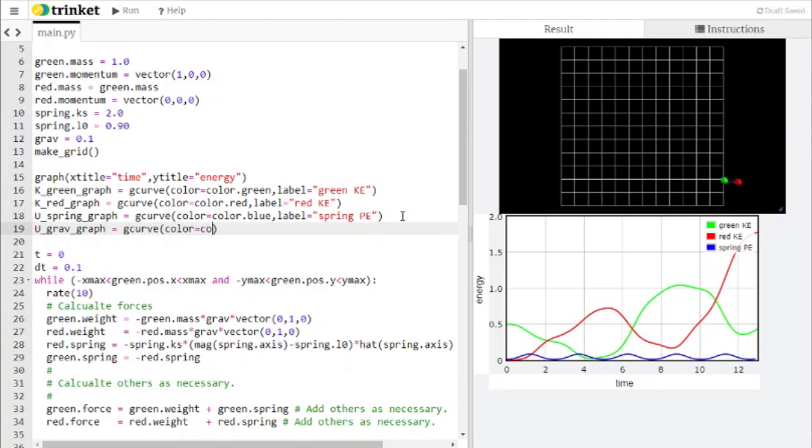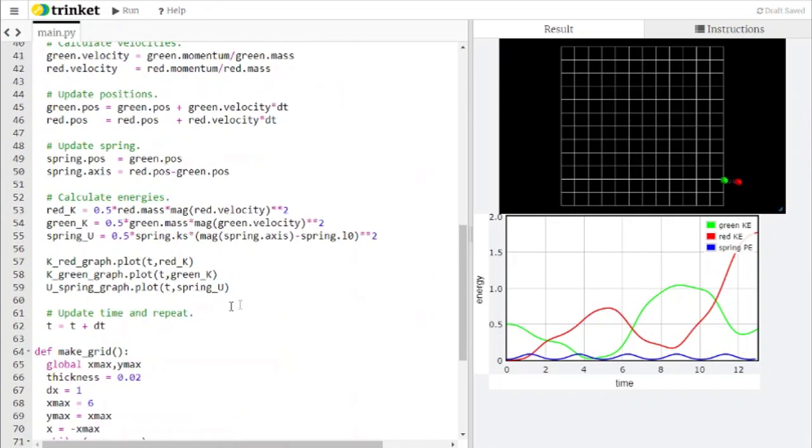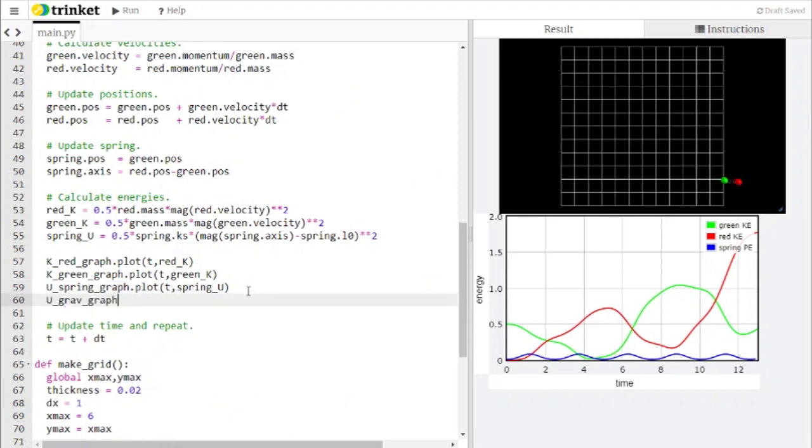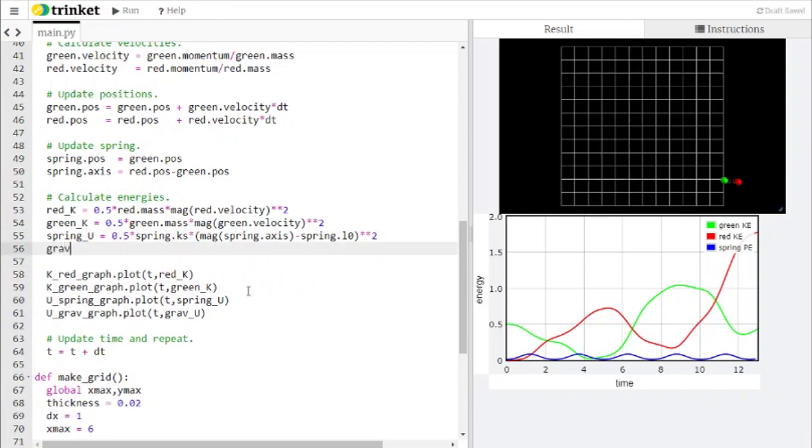Let's call this one color equals color dot, let's make this one black. And we'll put label equals gravitational PE. Cool. Copy U graph. Paste uGrav dot plot t comma grav underscore u, we'll call it. And now I need to get the gravitational potential energy.